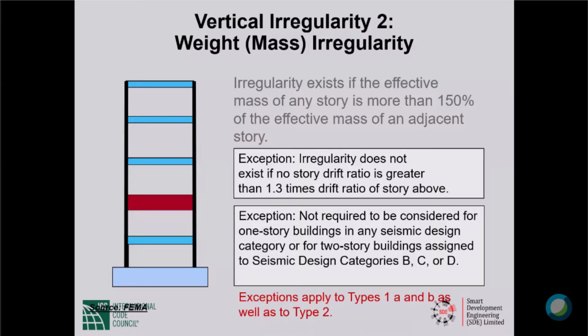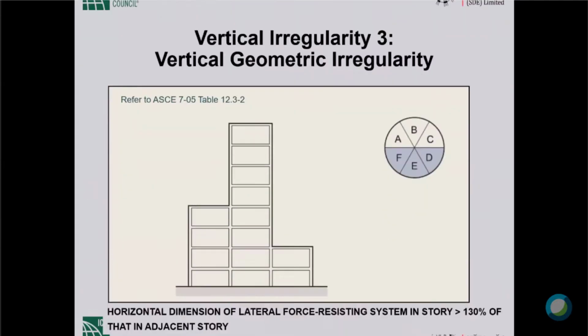Okay. This is a FEMA slide that tells you the same story as our slides already. So this weight irregularity exists if the effective mass of any story is more than 150% of the effective mass of an adjacent story. Exception: irregularity does not exist if no story drift ratio is greater than 1.3 times the drift ratio of the story above. This is a very, very powerful exception. The second exception I wouldn't emphasize. Exceptions apply to type 1A, 1B, as well as to type 2, the mass irregularity.